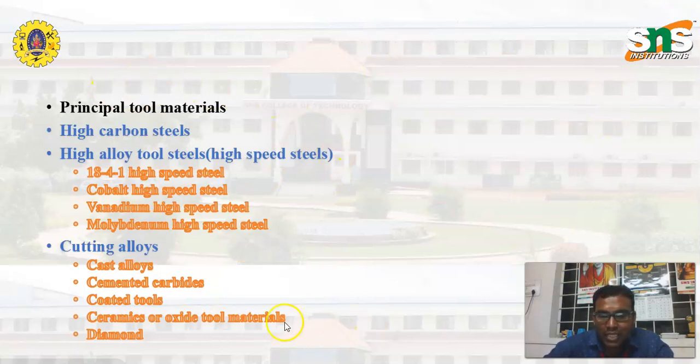These are some of the majorly used tool materials during the machining process. Some of them are high carbon steel and high alloy tool steels, that means HSS, high speed steels. There are about 4 different types of high speed steel: 18-4-1 high speed steel, cobalt high speed steel, vanadium high speed steel, and molybdenum high speed steel. In the case of cutting alloys, there are different types such as cast alloys, cemented carbides, coated tools, ceramic or oxide tool materials, and then diamond, etc. Now we will discuss them one by one in detail.